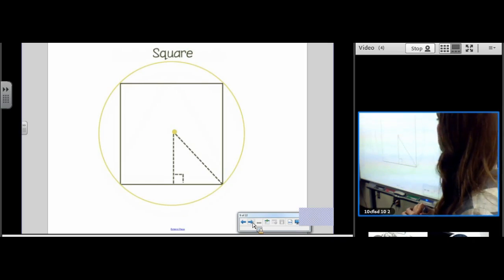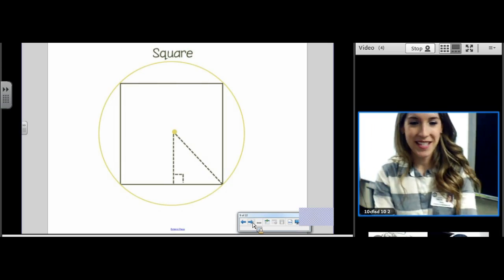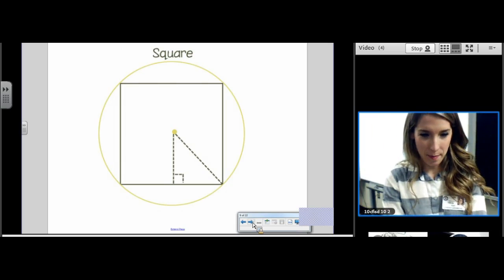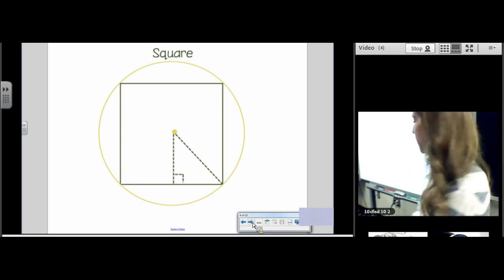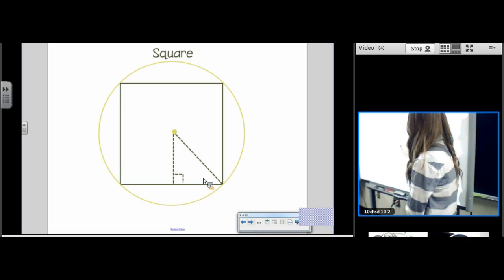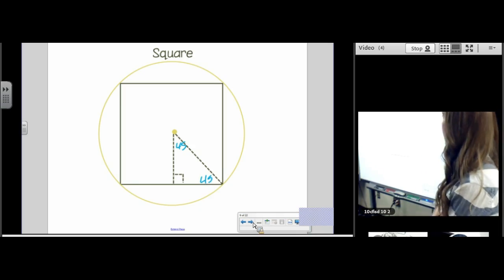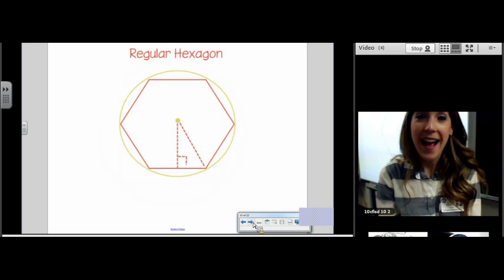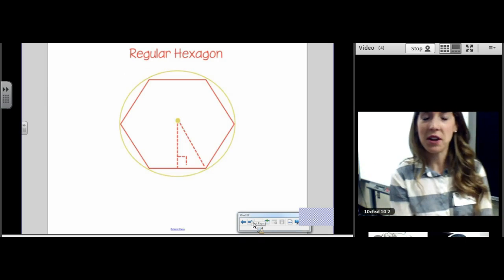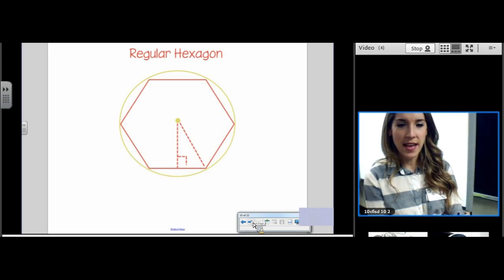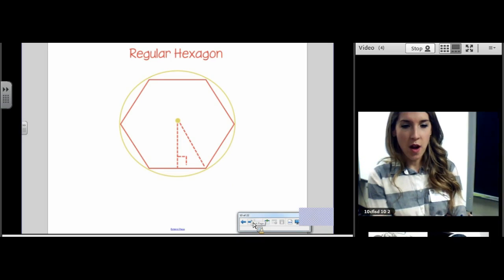A square is also a special case. What kind of triangle is that if I draw the radius and the apothem? It's a 45, 45, 90. Good. Cool. And, ooh, regular hexagon made the list. He's special too. What kind of triangle do I get when I draw the radius and the apothem of a regular hexagon?